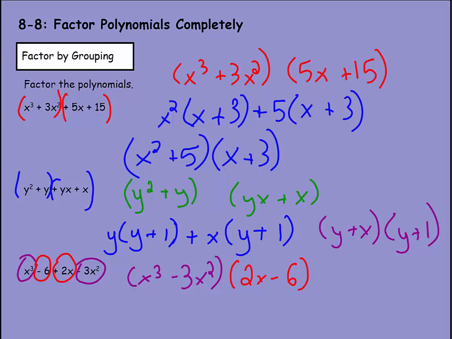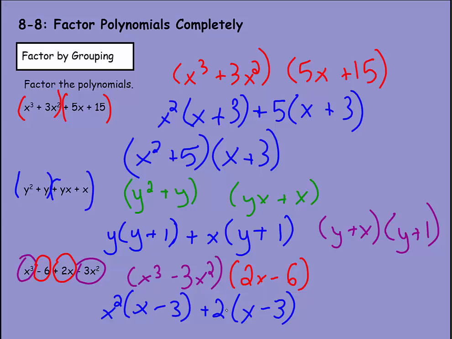Let's see if we can factor that out. In this one, I would factor out x squared. X to the third divided by x squared is just x, minus 3 then. For this one, I would factor out 2. So it would be positive 2 I'm factoring out. And then it would be x minus 6 divided by 2 is 3.